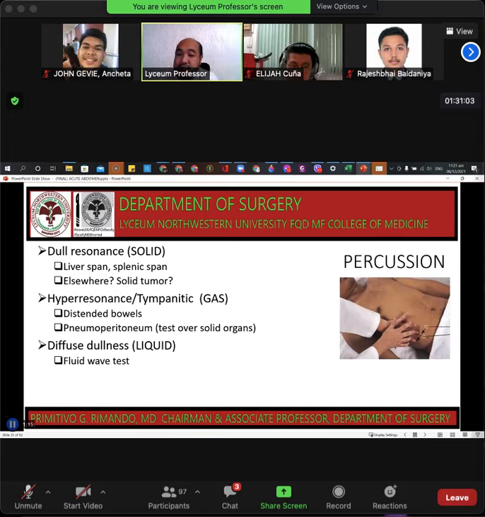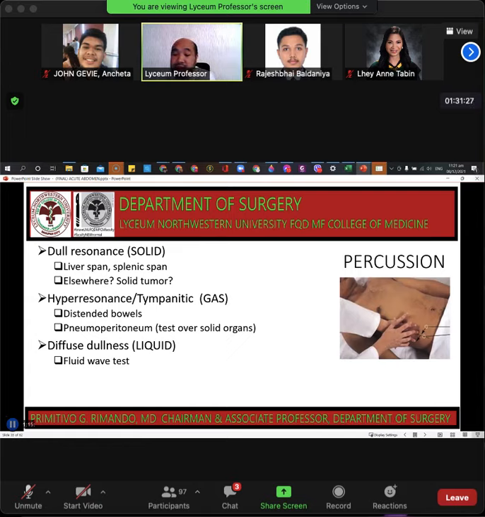We usually use this to identify the liver span. And if you hear a dull resonance anywhere that's not over the liver, that's not over the spleen, and this is in a distended abdomen, then think of solid tumor. So for example, you're in the umbilical area, there's a mass there, and you want to know, is this solid, is this cystic? Then you can have your percussion.